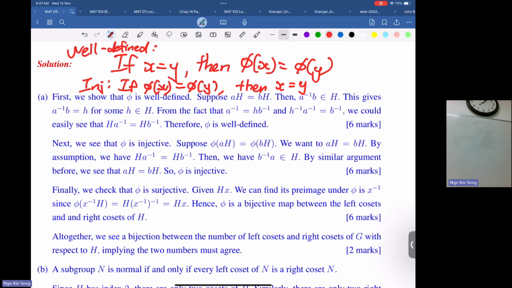Injective, well-defined, you need to use the TFAE in the class. Okay, it tells you when the two concepts are the same. When AH equals BH, it is when A inverse B is in H. Okay, that's what you need to use. A bit tedious, I would say. That's why I allocate so many marks here, because it's tedious work.